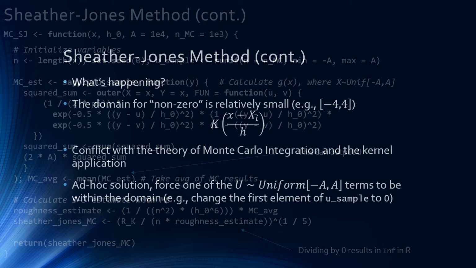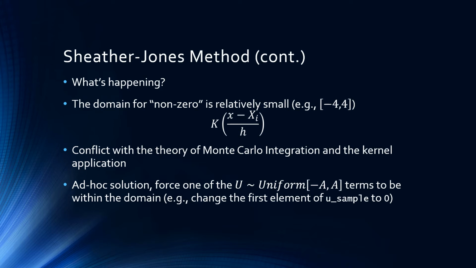So what's the issue is that because of the kernel function, the domain for non-zero terms is relatively small. It's even smaller than -4 and 4, right? So when we're sampling from the uniform, sampling from such huge bounds like -10,000, +10,000, there's a relatively small chance that you're going to get some value in there. So this is a conflict between Monte Carlo integration theory and the kernel application, right? So what's a trick that we could use? An ad hoc solution, we could just force one of the terms, for example, the first term from the sample to be 0, just to get a positive non-zero output that we could use for our approximation.